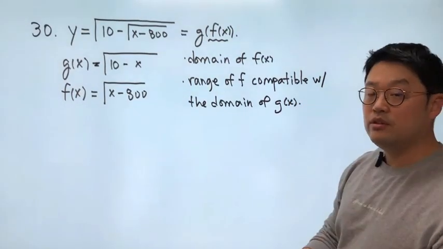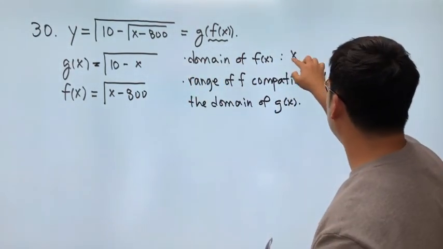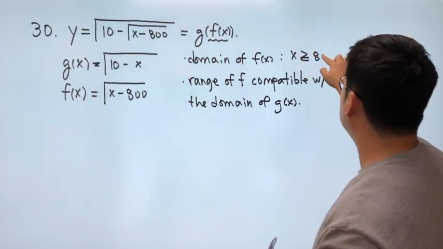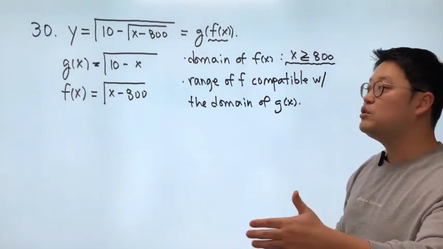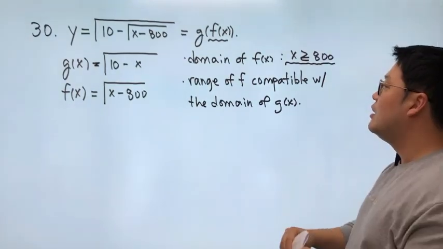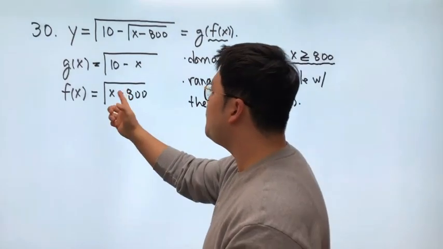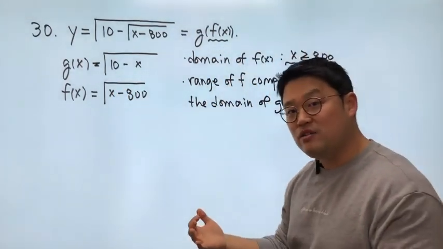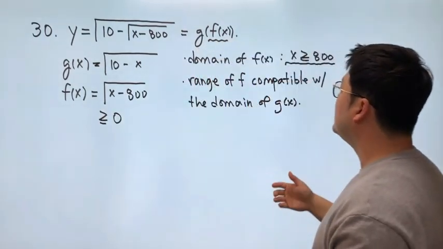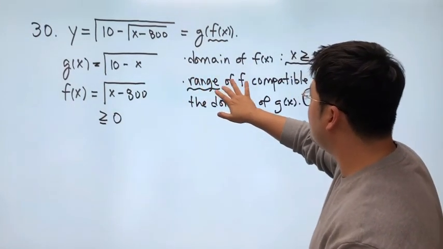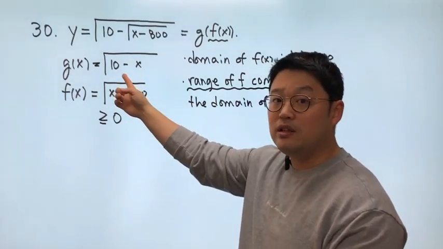All right, so let's first think about the domain of f of x. x has to be greater than or equal to 800. So we have integers starting from 800 and up. The range of f, as you can check if we put in some nice values of x, is going to be greater than or equal to 0 for sure. So the range of f of x is already compatible with the domain of g, except that the input has to be no more than 10.